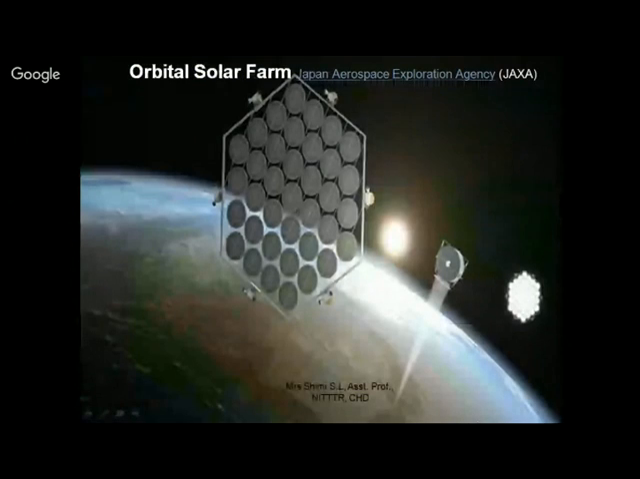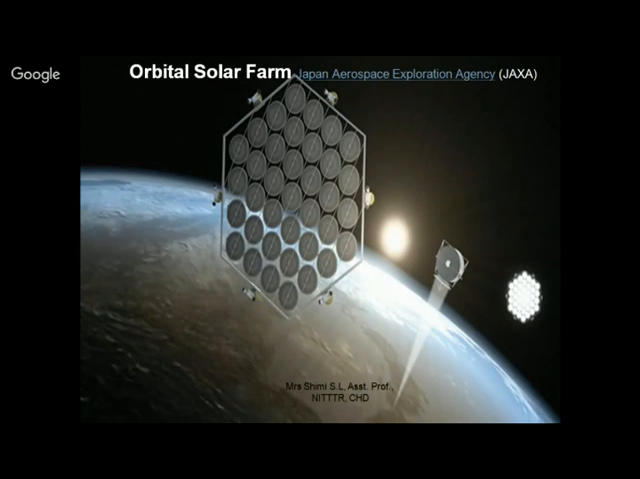Okay, you were also telling about space. So this is an orbital solar farm which is under research. This project can become reality in 2030. Okay, it is from the Japan Aerospace Exploration Agency. They have this orbital solar farm. Okay, so geostationary.